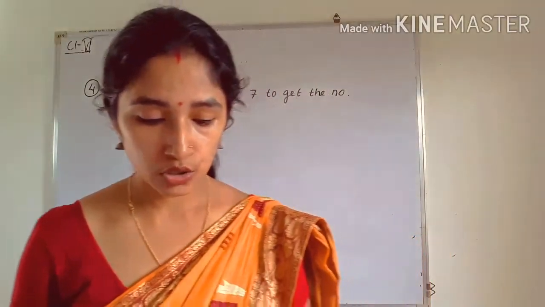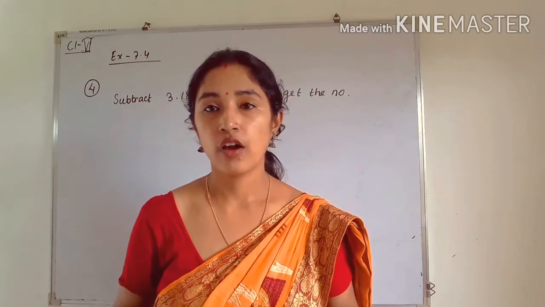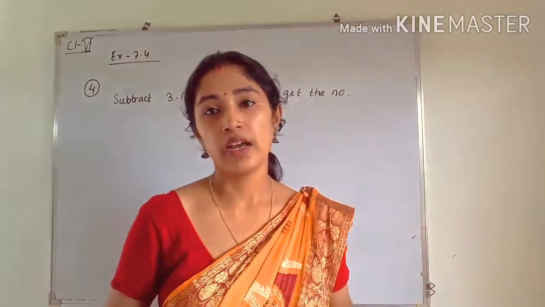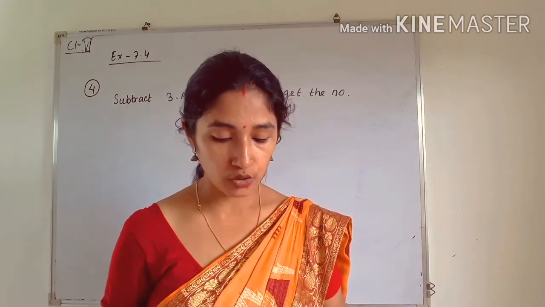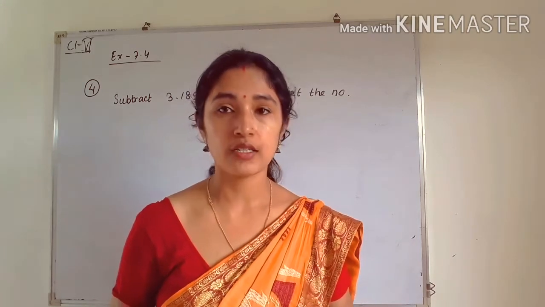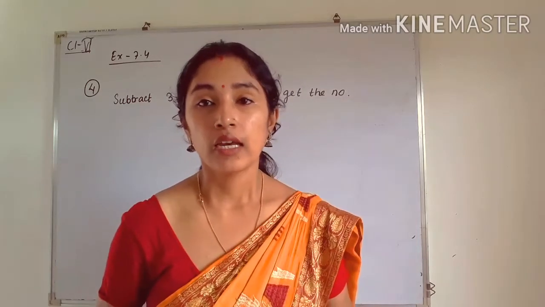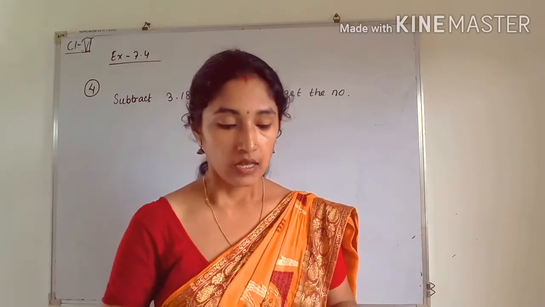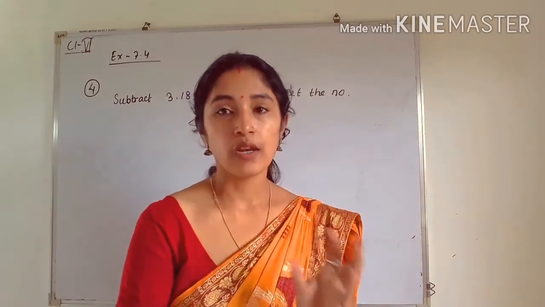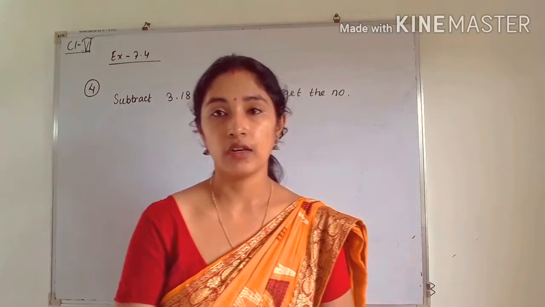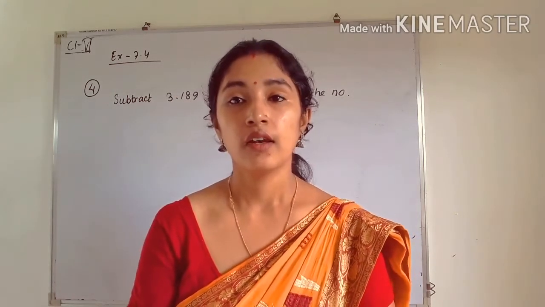So see, next is question number 4. Questions 4, 5, 6 and 7 are the same. You just have to read the question properly and understand. See, in question number 4, it is given: what should be added to 3.189 to get 7? That means which number you will add to this number to get 7. That means we have to subtract this number. Okay, this is 3.189. Here we will add one number to 3.189 to get 7. That means we have to subtract 3.189 from 7 to get that number.